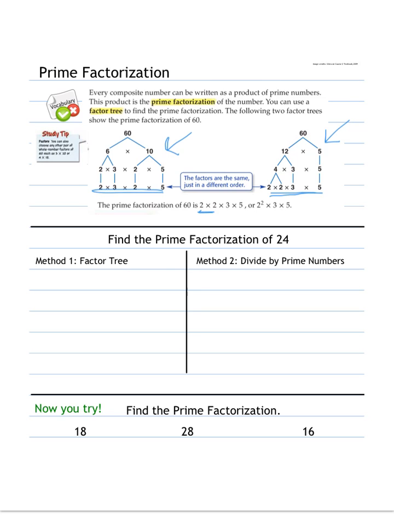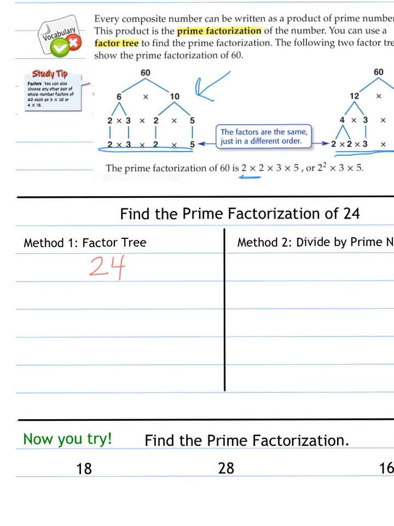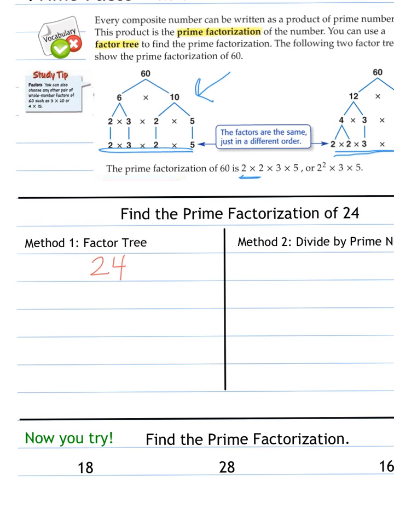Okay, so there are 2 different ways that we're going to look at here to do the prime factorization of 24. The first one is the factor trees, like what we had up above. So I'm going to write down my 24. Now I am breaking this up. I'm going to just zoom in a little here. I'm breaking this up into numbers.